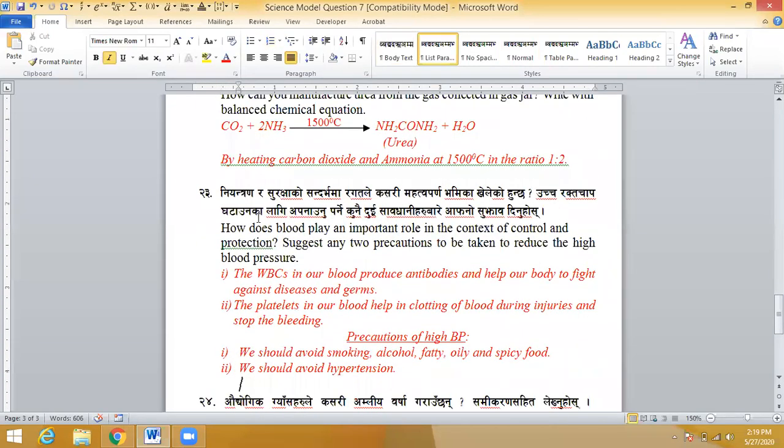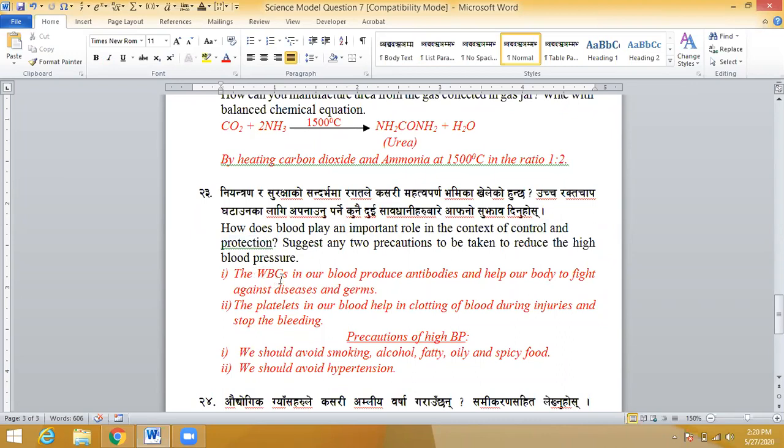Question: sir, how does blood play an important role in the context of control and protection? We all know that blood has many functions in our body, and among these functions, the most important one is control and protection. That means blood can control certain things in our body, and blood can protect things. So how does it do that? I have given 2 points here.